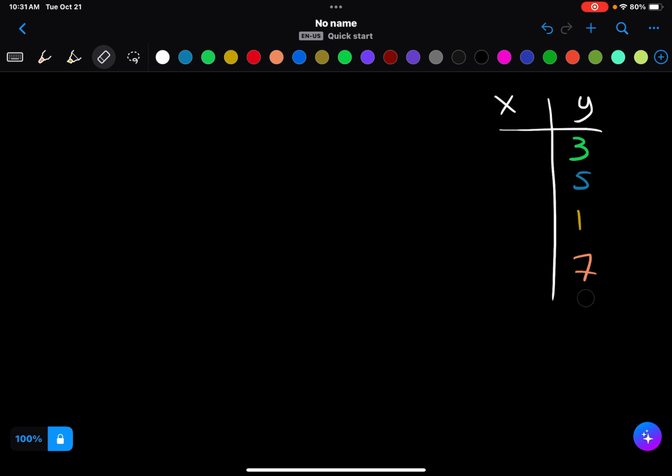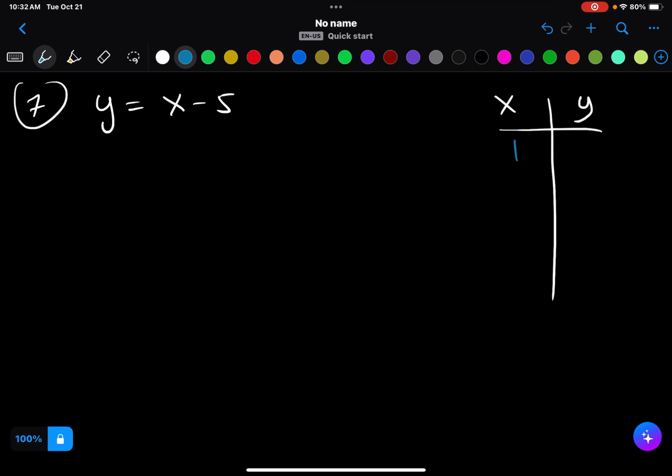For number 7, you have y equals x minus 5, a real easy equation. Again, let's pick our 4 numbers that I like to use. You can use any numbers, but these are mine, and you're definitely welcome to use the same ones.